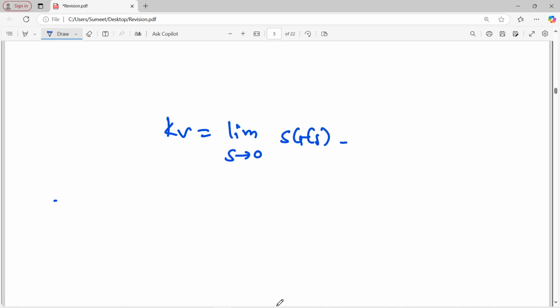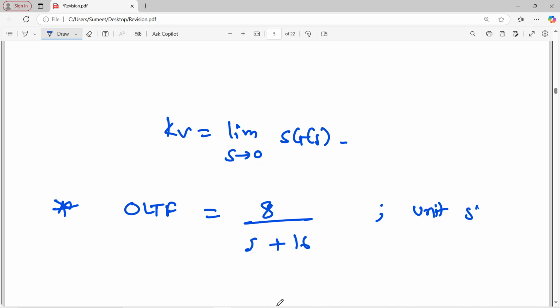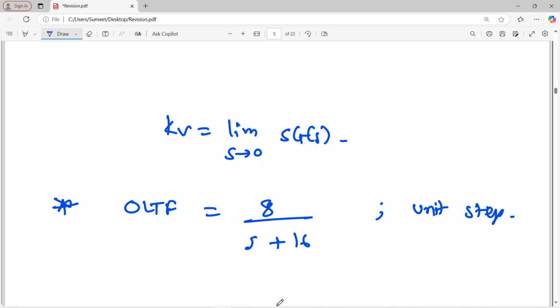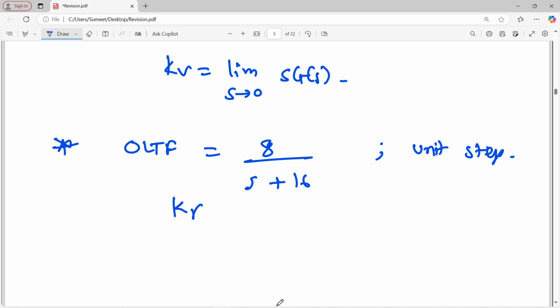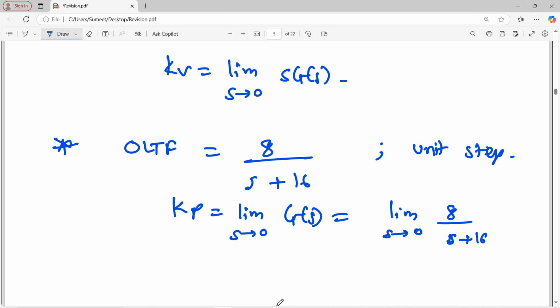Okay, now let's look at some examples. Let us say the open loop transfer function is 8 upon s plus 16, and the input applied is unit step. Find out the steady state error. So first of all, we will calculate the positional error coefficient, that is Kp. So Kp equal to limit s tends to 0 G(s). The open loop transfer function is given, so limit s tends to 0, 8 upon s plus 16. Put s equal to 0, so it comes out as 0.5. 8 upon 16 is 0.5.